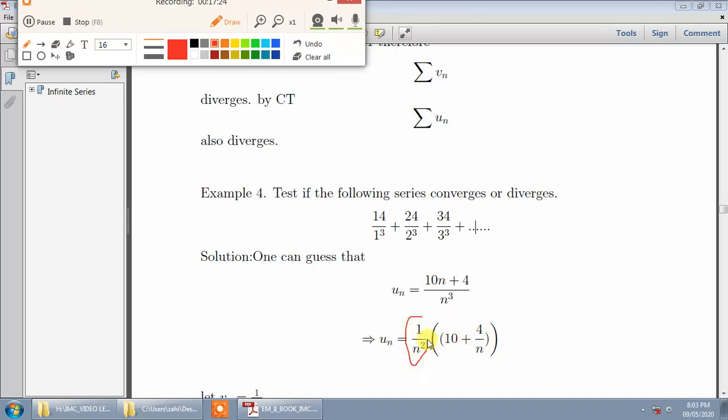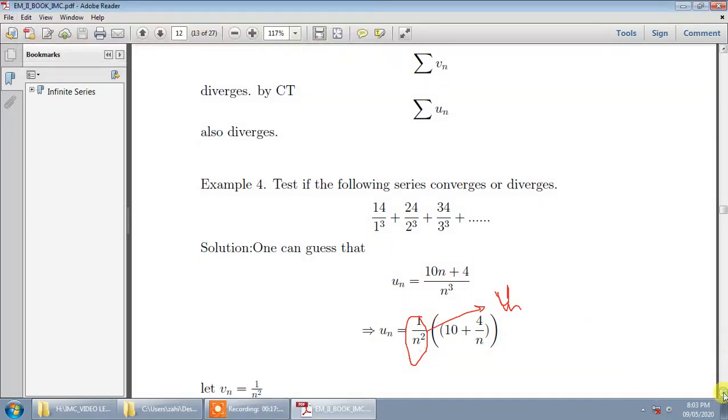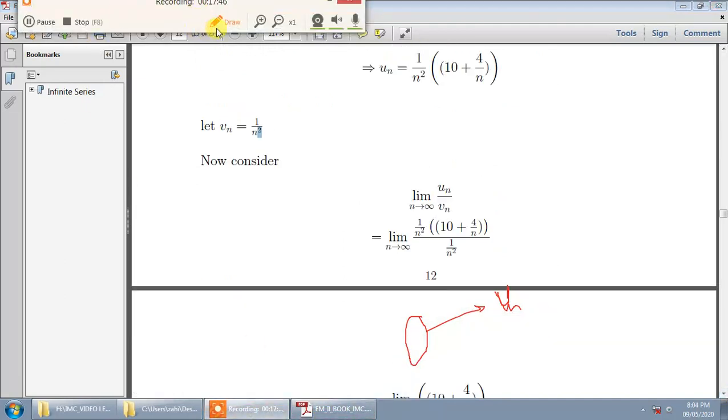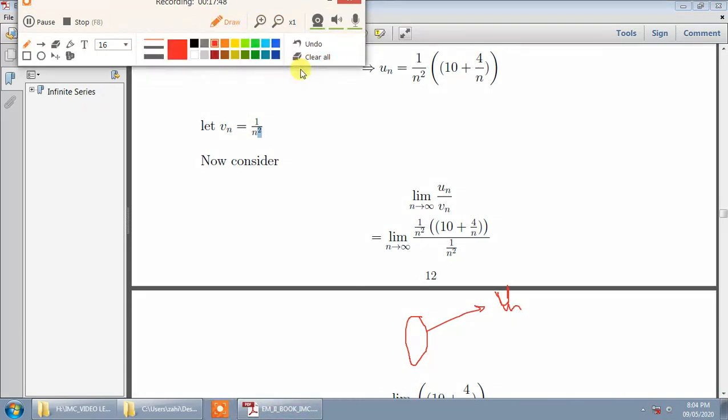Intentionally again I am going to call this Vn. If this is Vn, then I am going to have two series, summation Un and summation Vn, and for that I am going to take the ratio of the nth term of those two series. Let me claim that 1 upon n square is that series. This term will get cancelled if I take the ratio Un by Vn as limit n tends to infinity. We get 10 plus 4 by n.